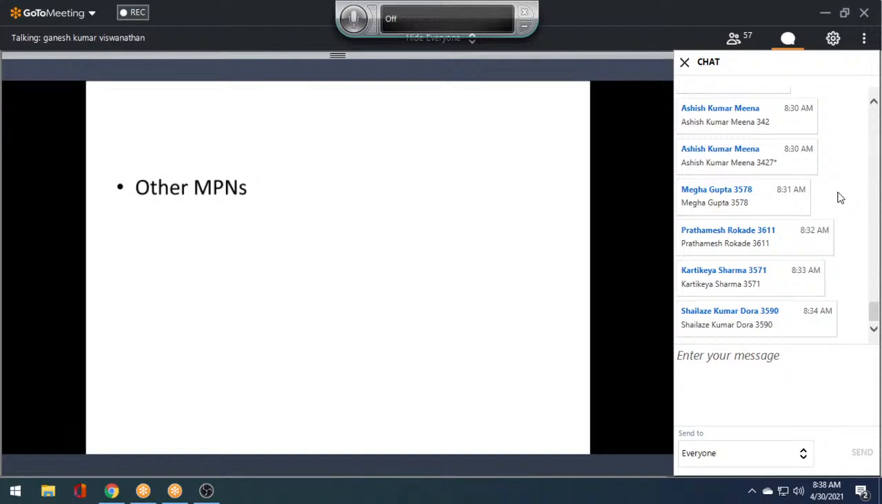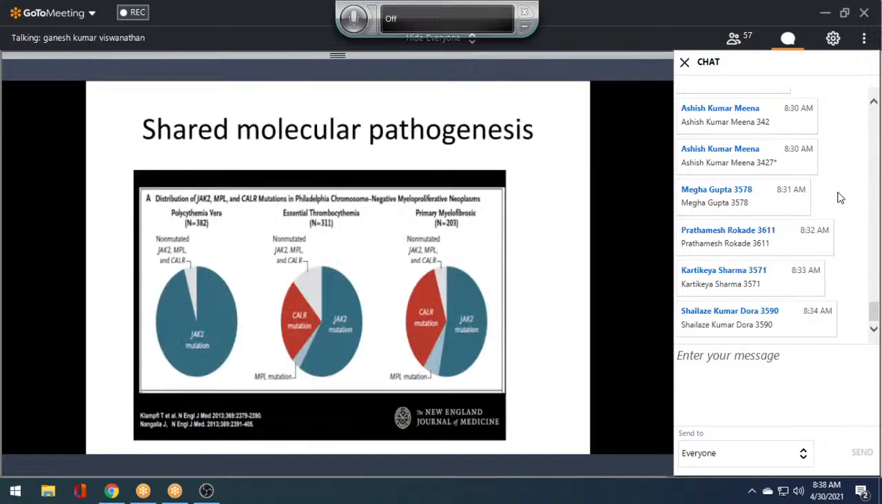Now we move on to the other MPNs. The other MPNs are put together because they share some common molecular pathogenesis. These include polycythemia vera, essential thrombocythemia, and primary myelofibrosis. They have a different type of mutation which causes the disease. We saw that BCR-ABL1 is the cause of CML, whereas in all these other MPNs, the Philadelphia chromosome, or Ph chromosome, is negative. So what other mutations are present here?